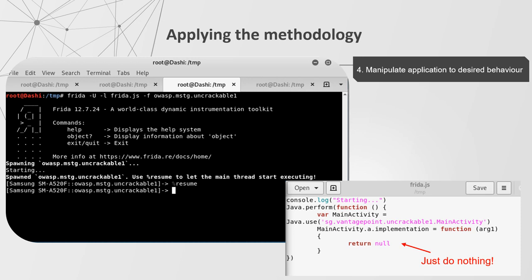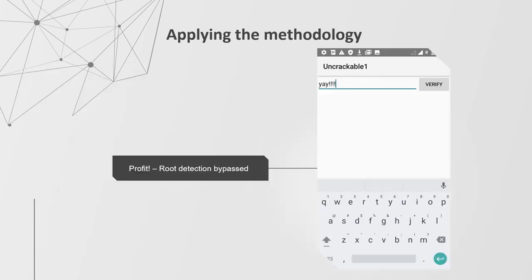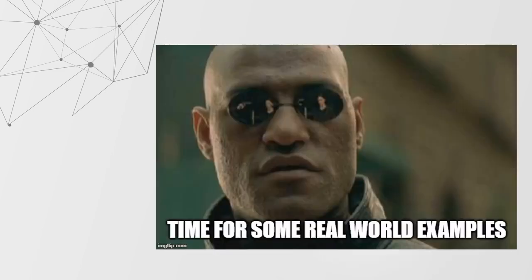Now let's change the app behavior to bypass root detection. In the Frida script, let's just do nothing when the method is hooked. And as a result, this control is now bypassed. We successfully used Frida to solve our issue. Now that we have a bit of feel for what Frida can do for us, and also a simple methodology that we can use to follow, I would like to share some real-world bug bounty examples.